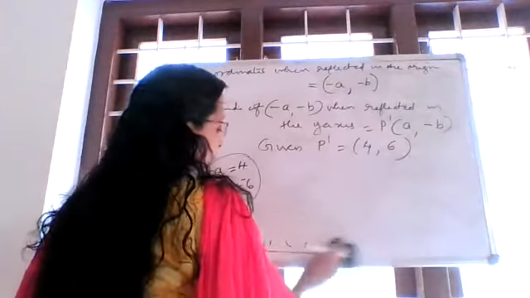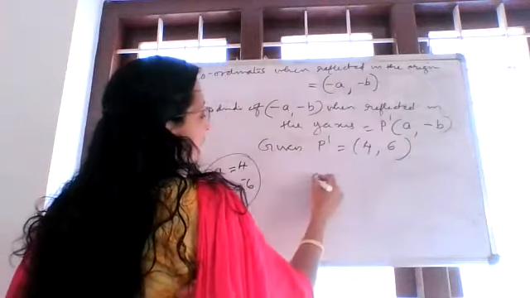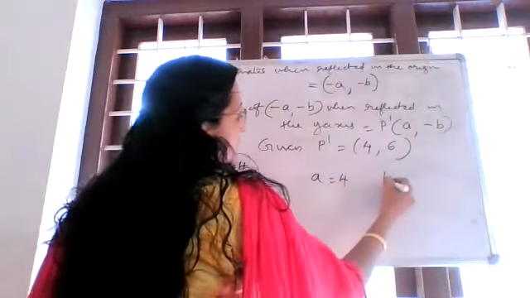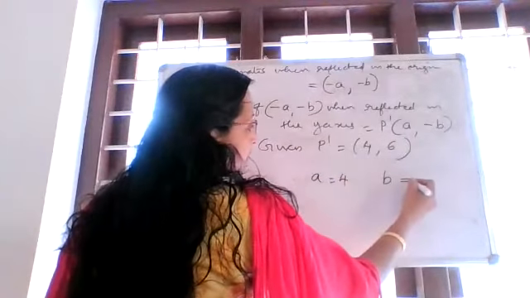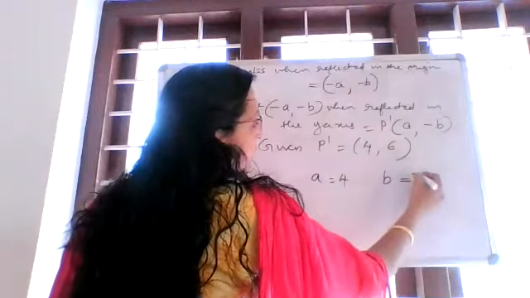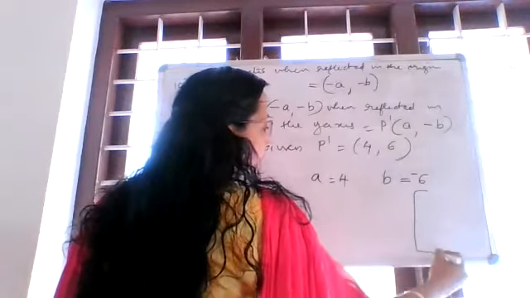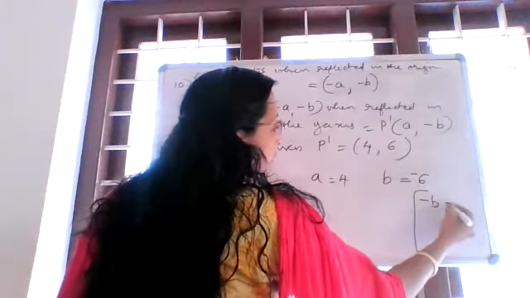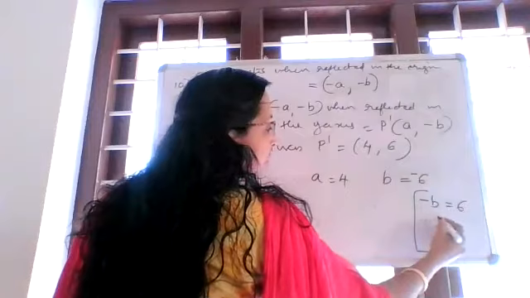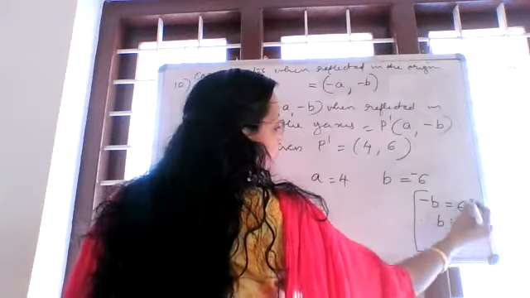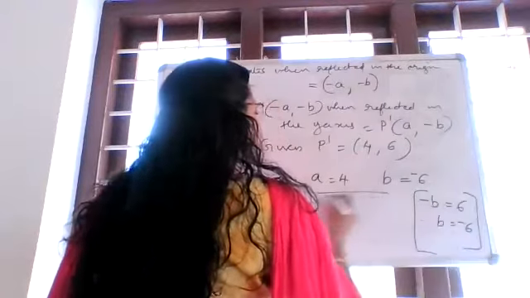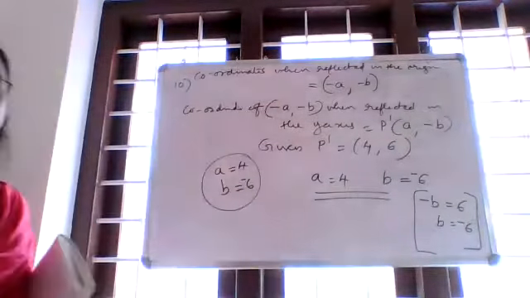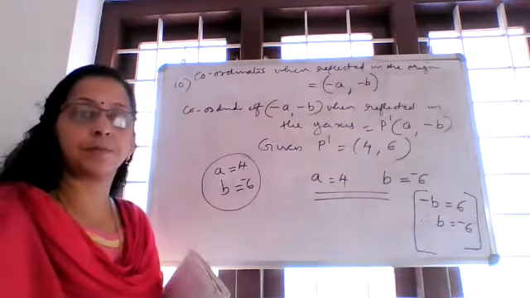Therefore, A is equal to 4, and negative B is equal to 6. Therefore, B is equal to negative 6. So, A is equal to 4, B is equal to negative 6.